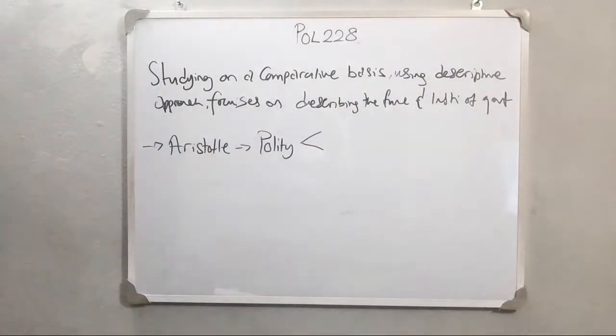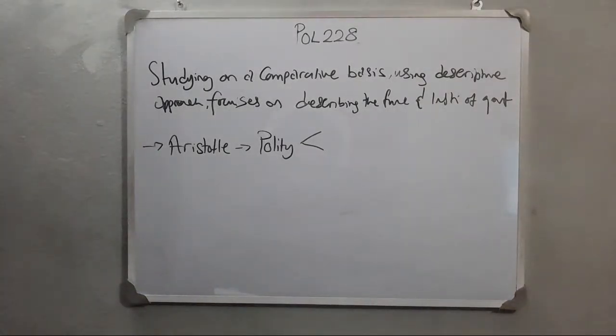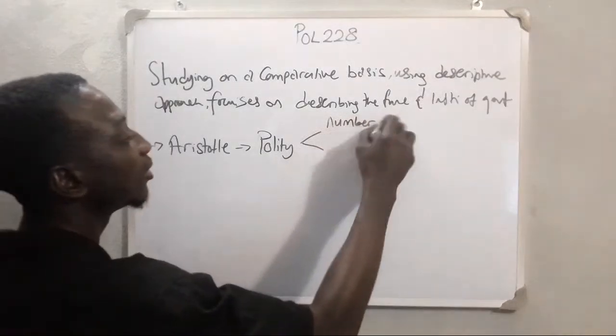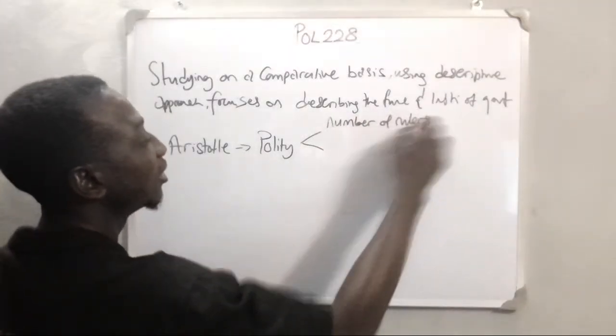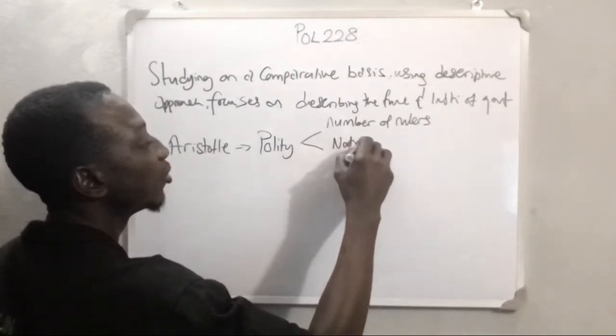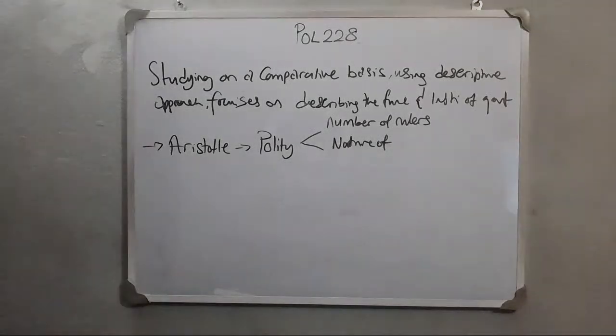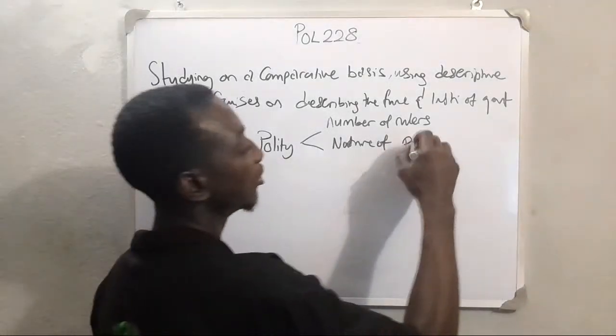Now, Aristotle in his work The Politics compared different constitutions by introducing a famous typology based on two criteria: the number of rulers and the nature of the political regime.